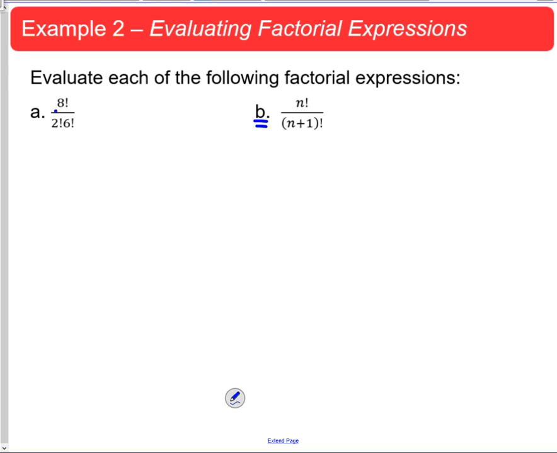So I'm going to start up in the numerator with that 8 factorial. Now I know literally with the numbers you could just punch it all into your calculator, but that won't help you with part B. So let's actually rewrite the numerator as 8 times 7.